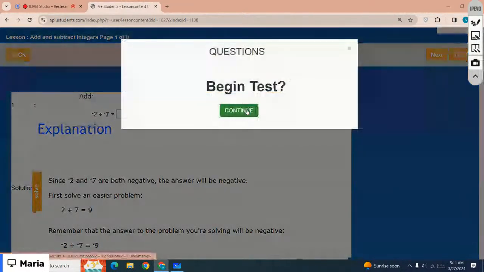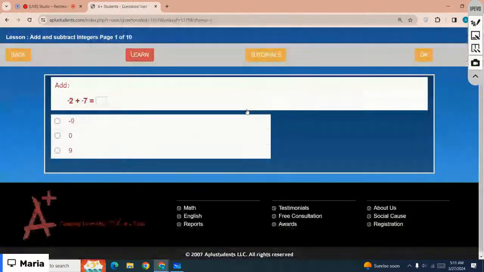Okay, that's the one we just did. Negative 2 plus negative 7. Which is the correct option? The correct option is negative 9. Option 1 is the correct option.